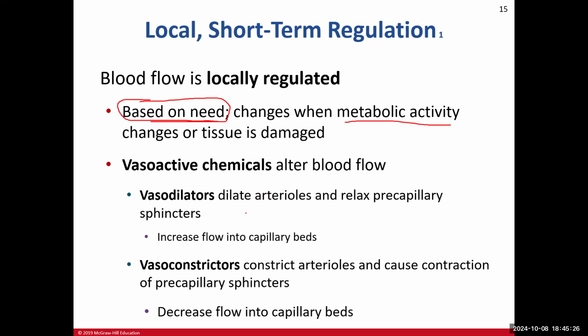Obviously, when the tissue releases vasodilators, or if those vasodilators are present in that tissue, that's going to cause the smooth muscles to relax, and it's going to cause the lumen to become larger. And so we'll see, especially, remember those precapillary sphincters?